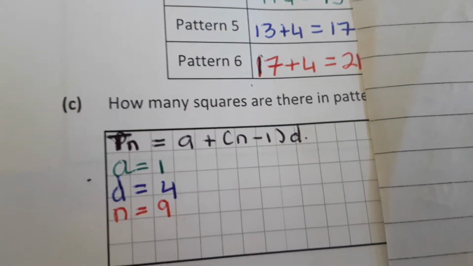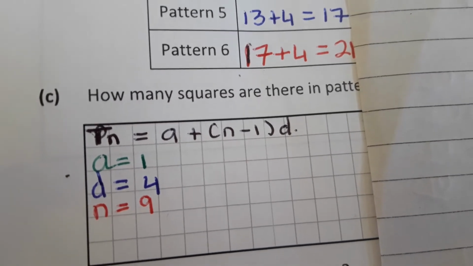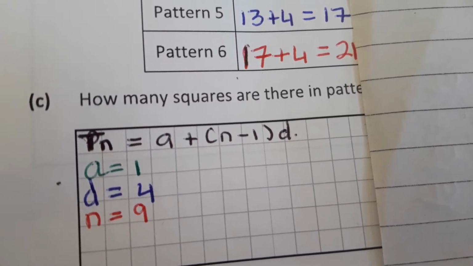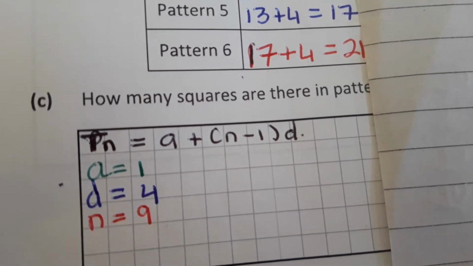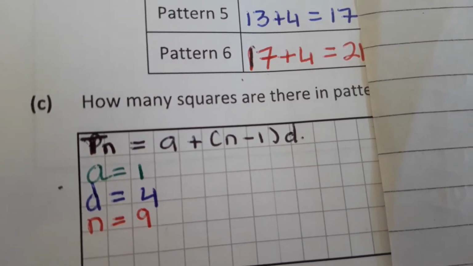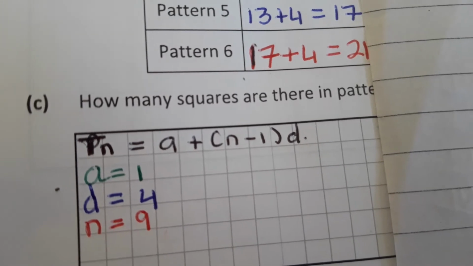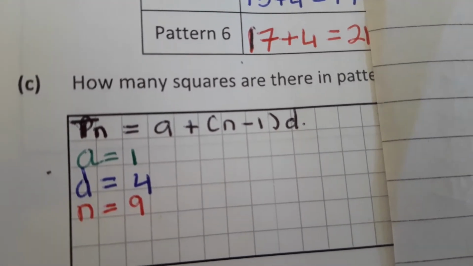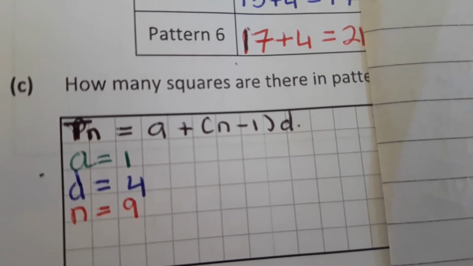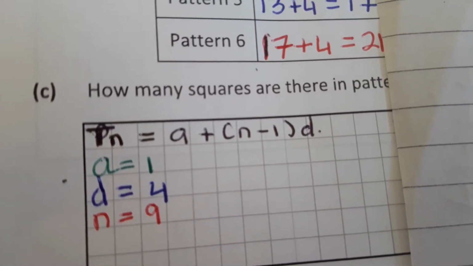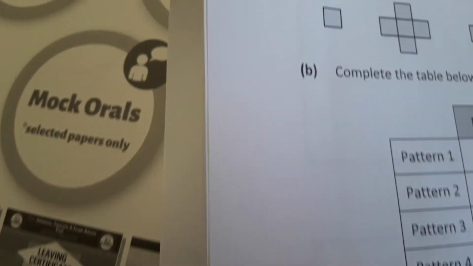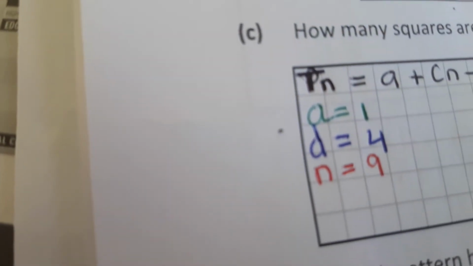Now, the second way to do it is to use the formula that's in the paper, which is Tn equals a plus (n minus 1) d. Tn just means your term number, or pattern number in this case. So you have to get a value for a, a value for n, and a value for d. Our value for a is how many squares were in the first pattern. And in the first pattern, there was 1 square. So your value for a is 1.